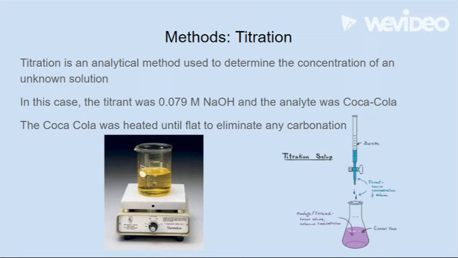NaOH was added to Coca-Cola until the overall pH was around 12. It is important to note that the Coca-Cola was heated until all of the carbonation was gone so that there was no carbon dioxide present in the solution that could interfere with the titration and the pH readings.